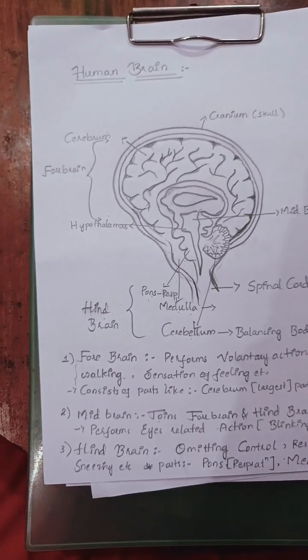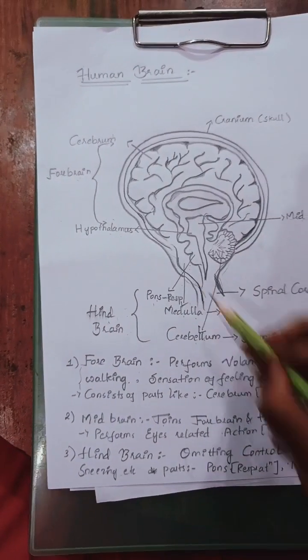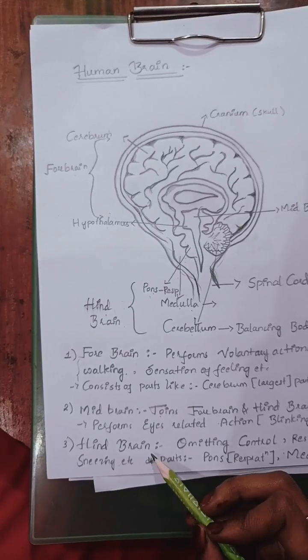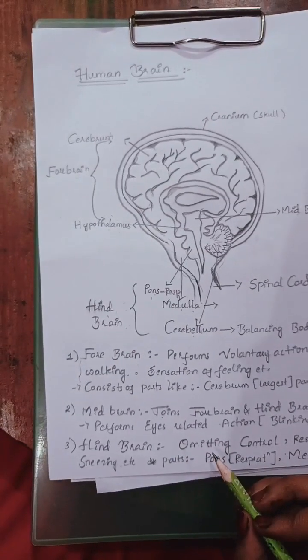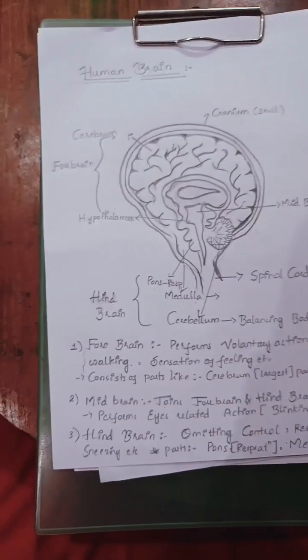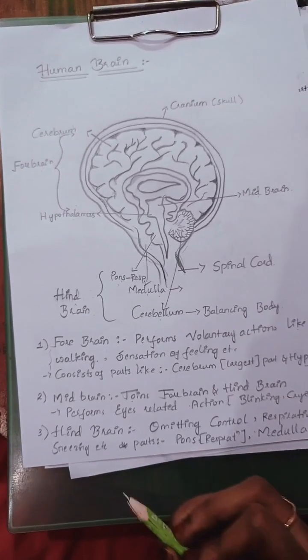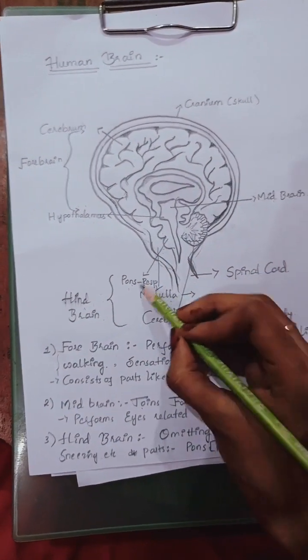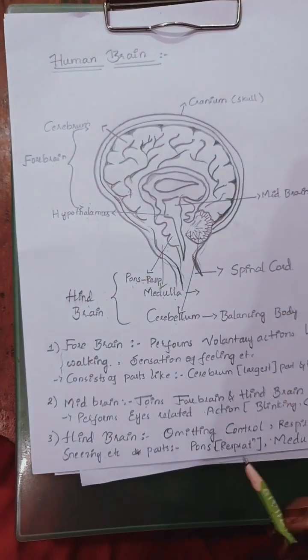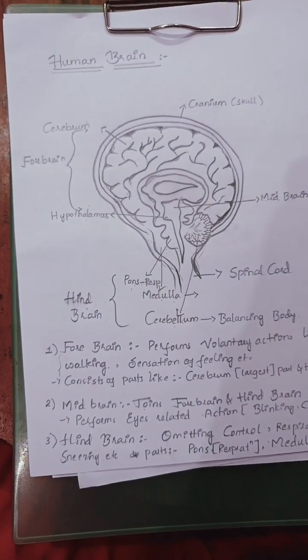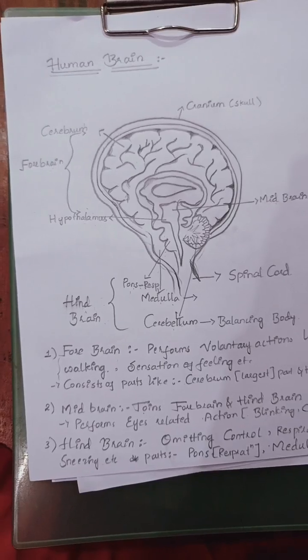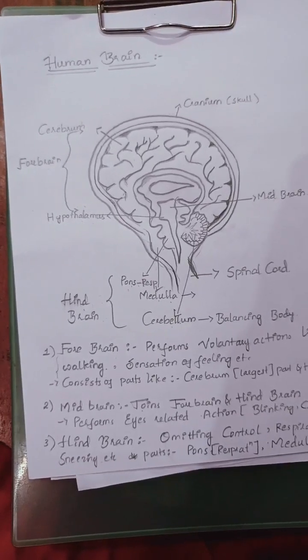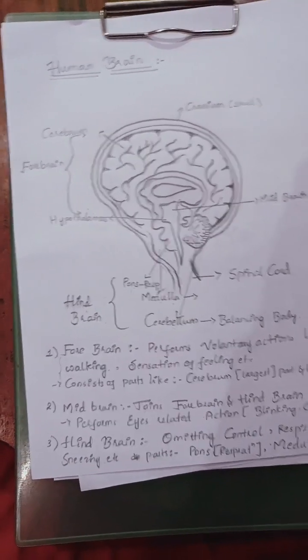Okay. And the last one is the hindbrain. The hindbrain, which is present behind, controls vomiting, respiration, sneezing, etc. And the parts of the hindbrain are the pons, responsible for respiration, and the medulla oblongata, which also controls involuntary actions and vomiting, salivation. All these are controlled by this part.